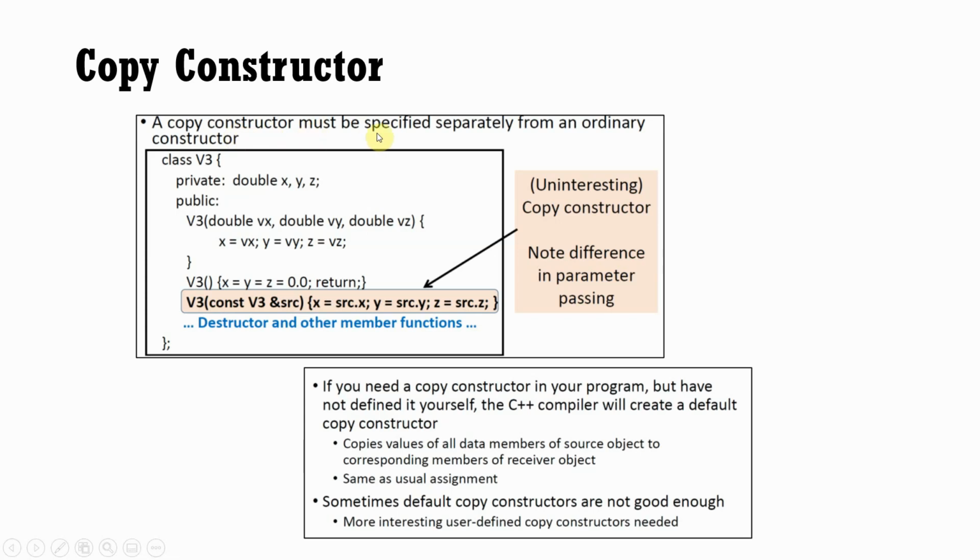If you want to define a copy constructor, it must be specified separately from an ordinary constructor, which is a default or non-default constructor. So here you see that in this class, which can be the class of three-dimensional points, we have a non-default or parameterized constructor. Here we have a default or parameterless constructor. Now this one is a copy constructor.